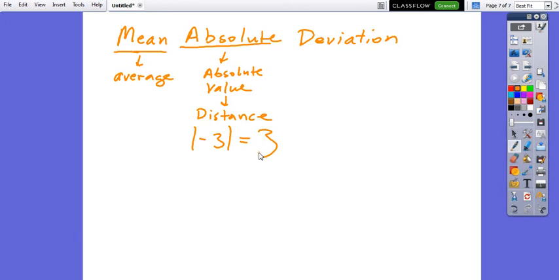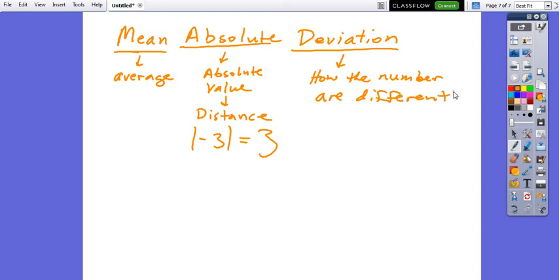Deviation. Deviation is how the numbers are different. Okay, in this case, deviation means how the numbers are different. So how far apart are they? Okay, that's what the deviation is going to mean. So we've basically broken down what mean absolute deviation means.